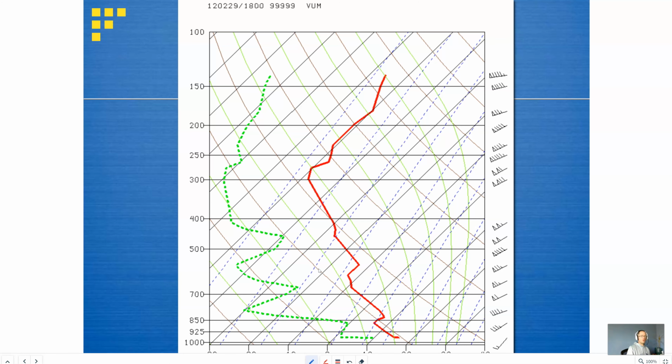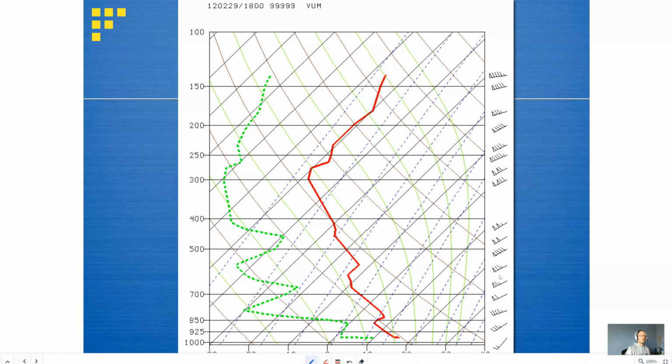If you look at our wind profile, you'll notice it's much more unidirectional in nature. Generally, southwest to west-southwest winds the entire way up, but we do have some strong winds as you go higher in the atmosphere, pushing upwards of 115, 120 knots around 300 millibars.